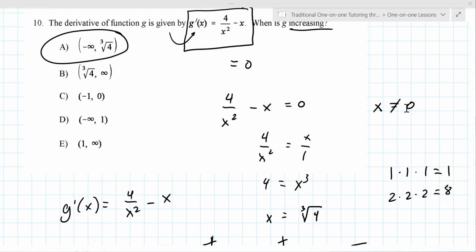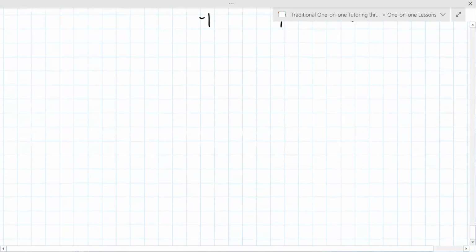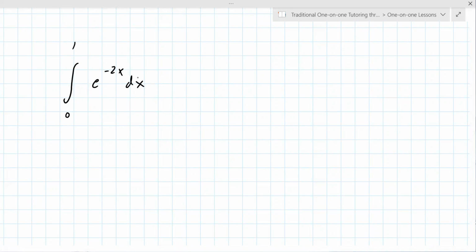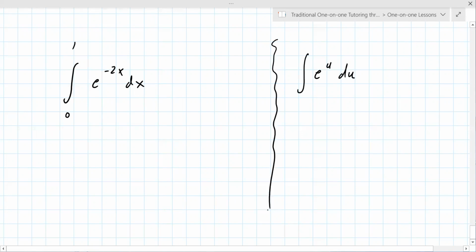Okay, let's look at another problem here. Integral 0 to 1 e to the minus 2x dx. So no calculator, so you can't just go and use Math 9. But what do you see here? Do you remember how to find the antiderivative of e to the u? This is one of those rules.